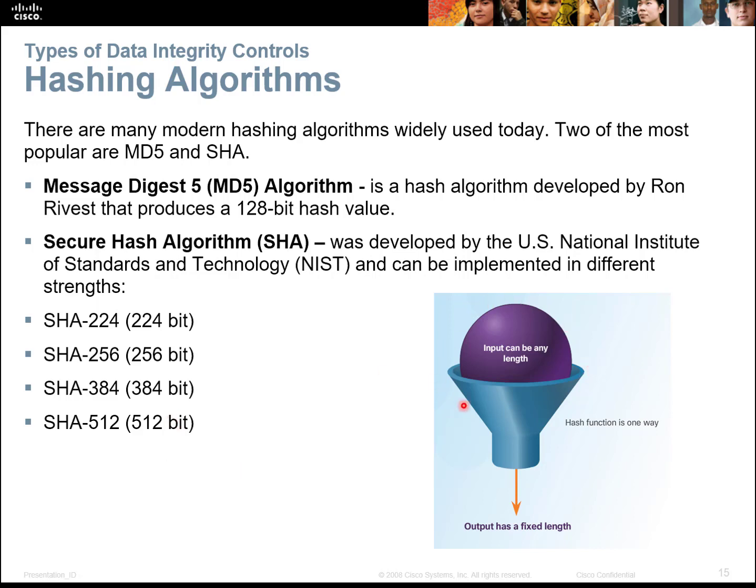So you can put in any value you want here, then it comes out here as a fixed value, and this value, like I said, is the one that should always remain the same for the given file or data that you have hashed, so to speak.